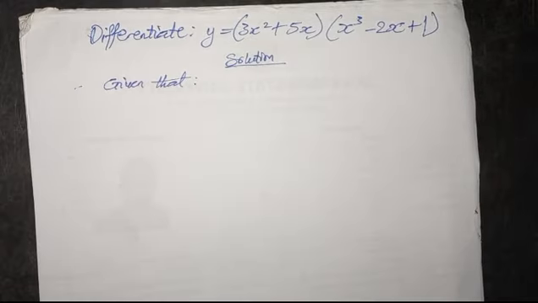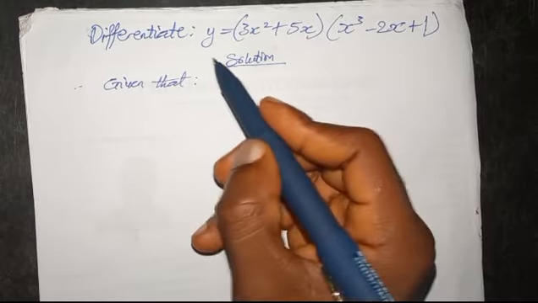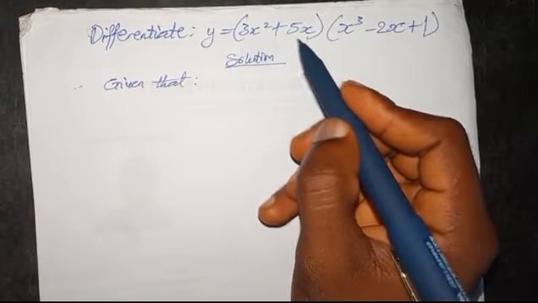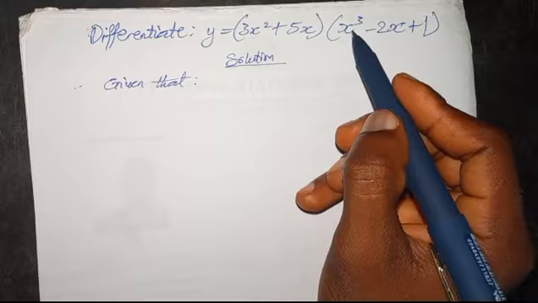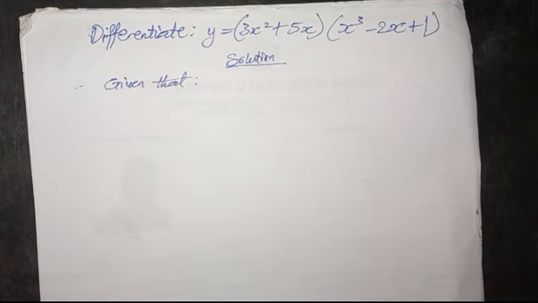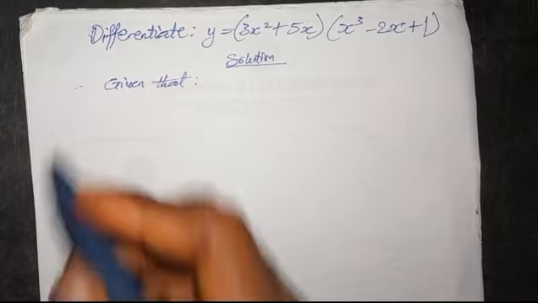Today we are going to solve an example under differentiation. The question here is: differentiate y equals 3x squared plus 5x, bracket open, times x cubed minus 2x plus 1, then close the bracket. Then you come into the solution.